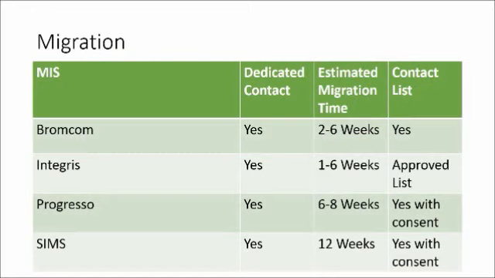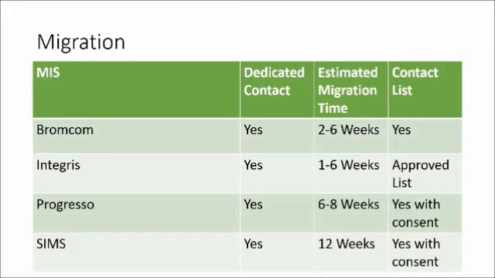At Bromcom, you get a deployment manager to oversee migration, then a customer account manager to oversee rollout. They estimate 2 to 6 weeks from purchase to system going live, and they are happy for you to contact recently migrated schools. At Integris, you get a dedicated contact, and while they estimate the normal time lapse between purchase and the system going live at around 6 weeks, it could be as little as 1 week if you're in a hurry, as their extraction tool can take the data from your existing MIS and put it into Integris in a single day.